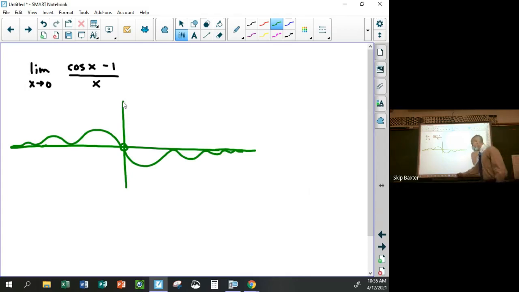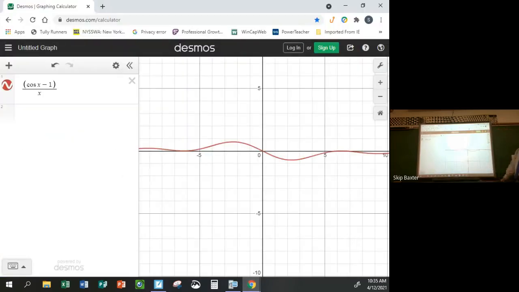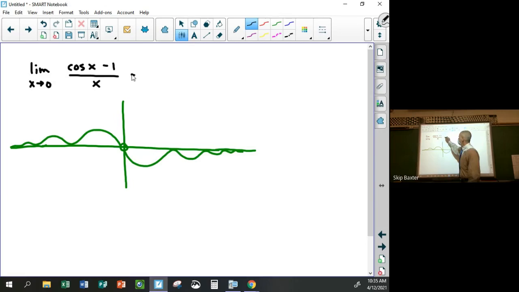Okay, that's what this graph looks like. It's just hard to tell. It's all digitized like that, but that's what it looks like. Does that make sense? So what's the answer? Yeah, 0. That's where that hole occurs, at 0, 0. This limit is 0.